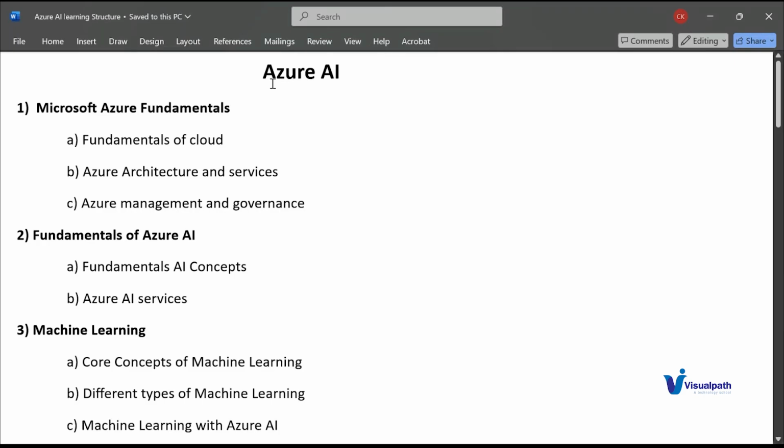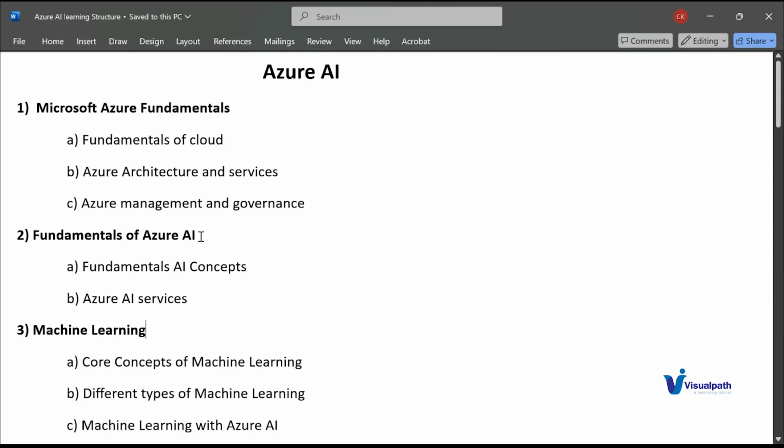To start with, we'll first cover the Microsoft Azure fundamentals. Before going to the AI, you need to understand the Azure fundamentals: how Azure is built, what the Azure architecture is, and what services they are providing. Then we'll discuss Azure management and governance, on how to manage and govern the accounts. With respect to the fundamentals, we'll discuss at a high level what Azure is, and then the second chapter is the fundamentals of Azure AI.